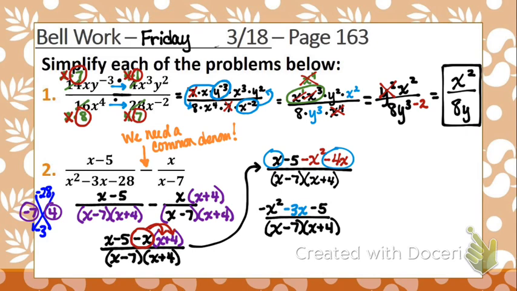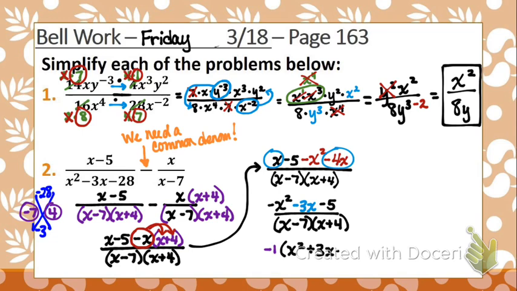Now you have to factor again. Now we do need to factor again. What's the first thing we always look for when we go to factor? The GCF. Does that numerator have a GCF? -1. So let's take a -1 out. That means I'd have x squared plus 3x minus 5.